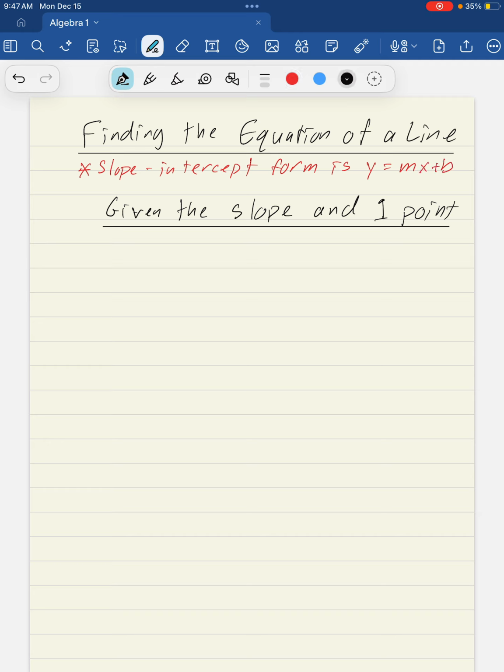And today we're going to talk about point slope form, because to find the equation of a line given the slope and one point, we are going to use point slope form, and then isolate y. The reason why we want to isolate y is because that gets it back into slope-intercept form. And point slope form might be new to you, so we're going to write it down real quick.